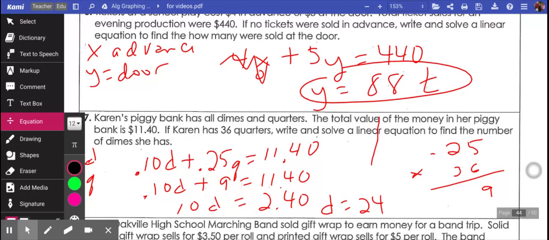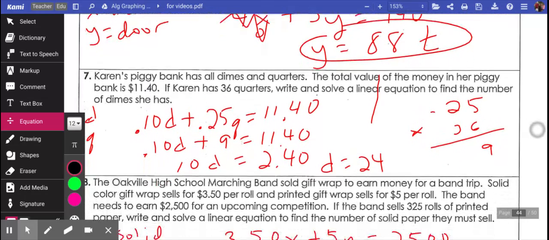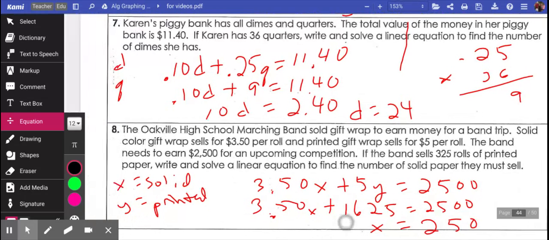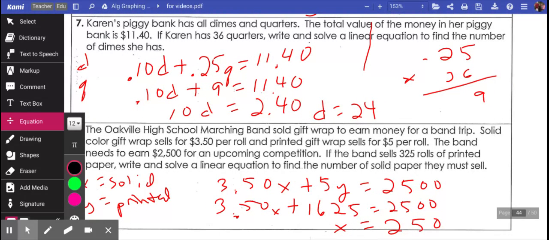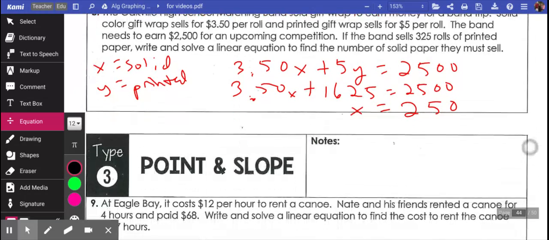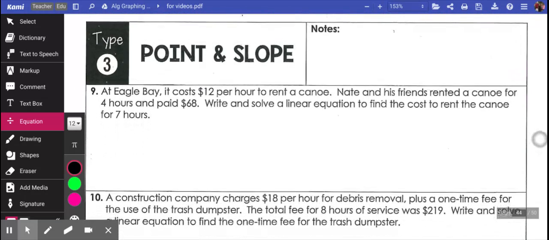And then number 8, we have solid and printed gift wrap. And then I went ahead and did 5 times the, let's see here, times the 325 to get that amount. Okay, the next type is called point slope.